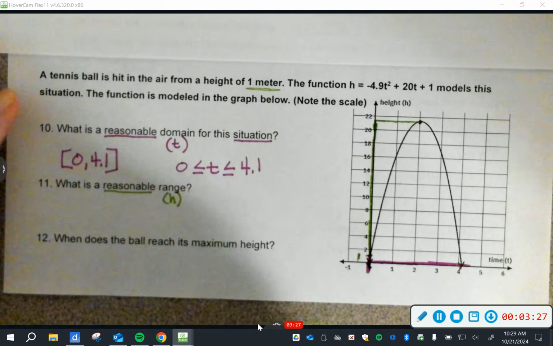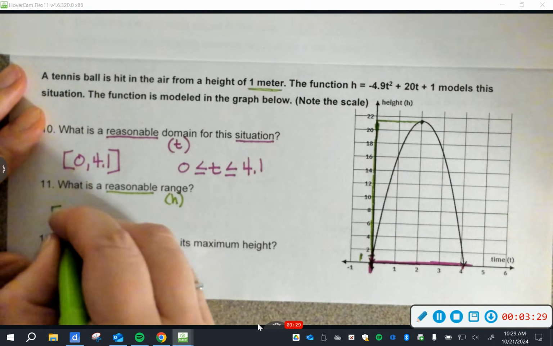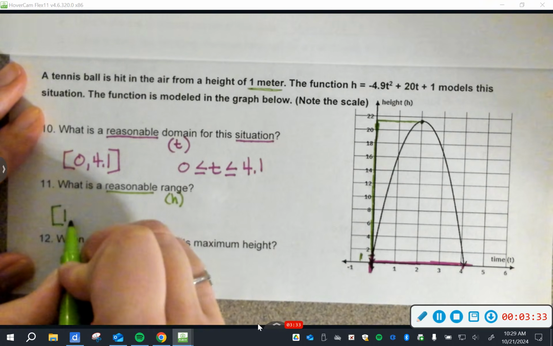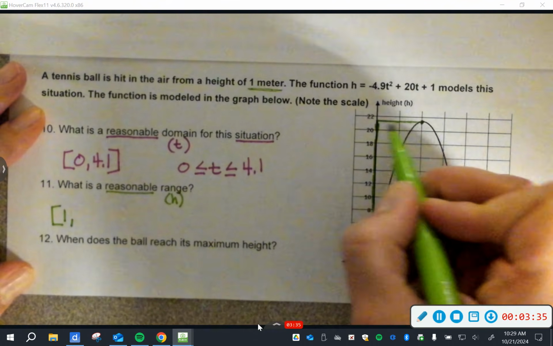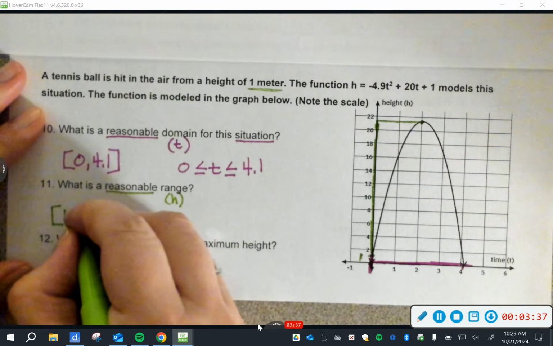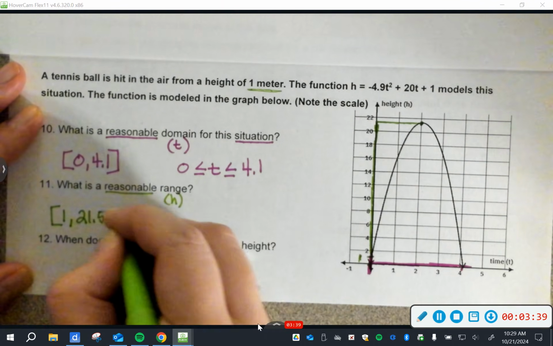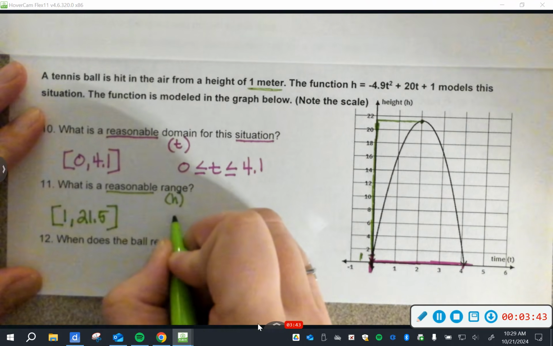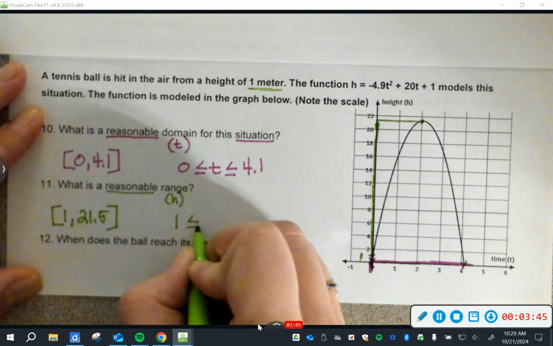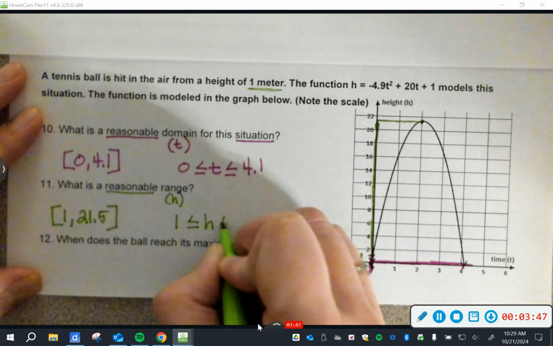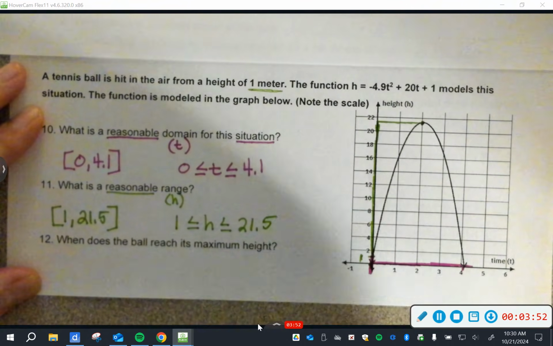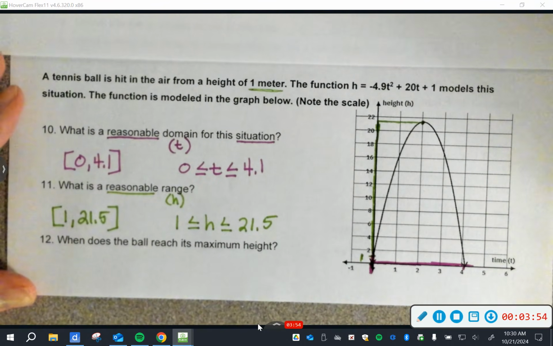Okay, so a reasonable range would be from not 0, because the tennis ball is starting at 1 meter, and it's going up to a maximum height of about 21.5, we'll just say. Or we could say 1 is less than or equal to h is less than or equal to 21.5. Okay?